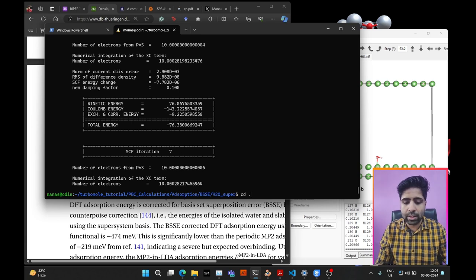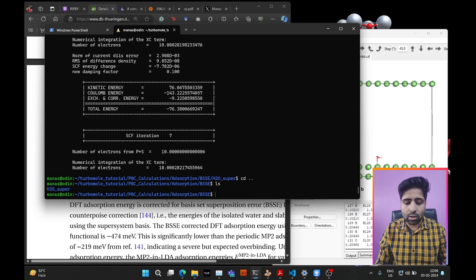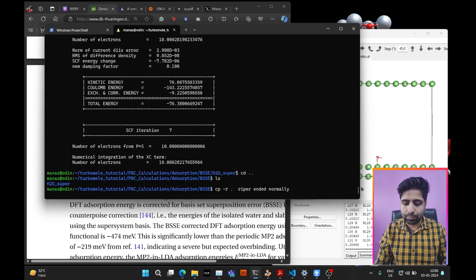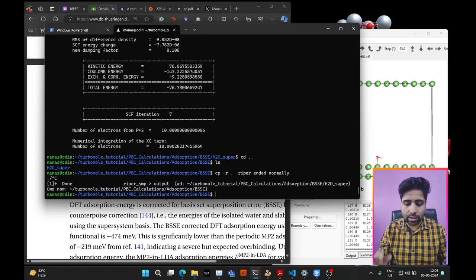In the meantime, let's also try to run a calculation on the LiH surface using a supersystem basis. So again, we will copy the, okay, the calculation is already complete now. Nonetheless, we will copy the total system's calculation directory and paste it with the name LiH super.